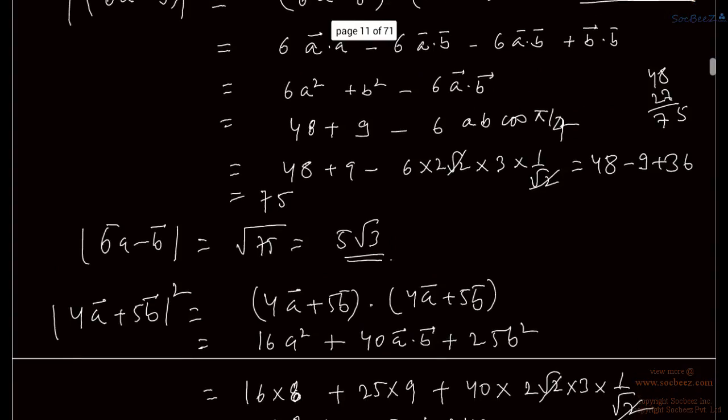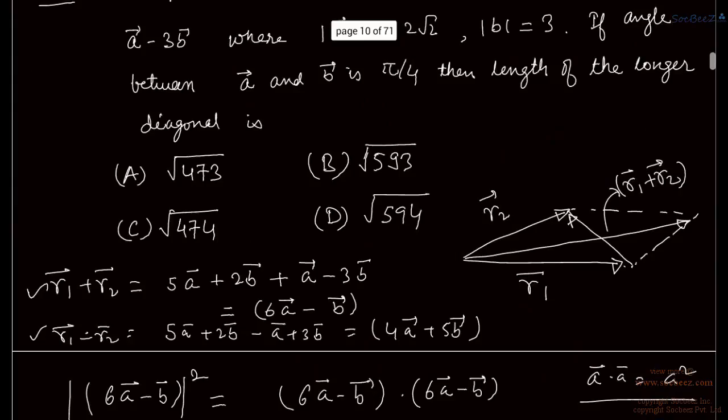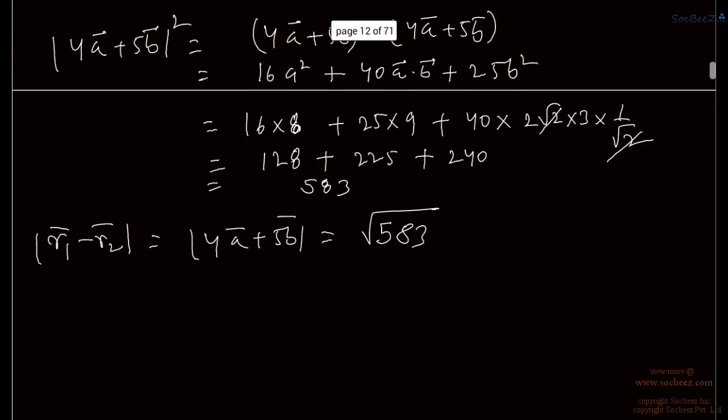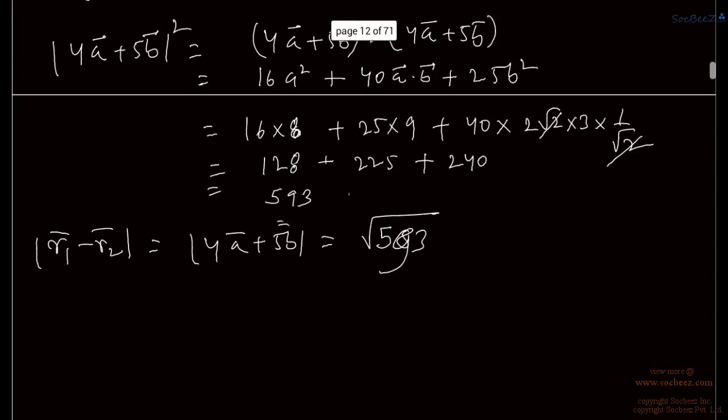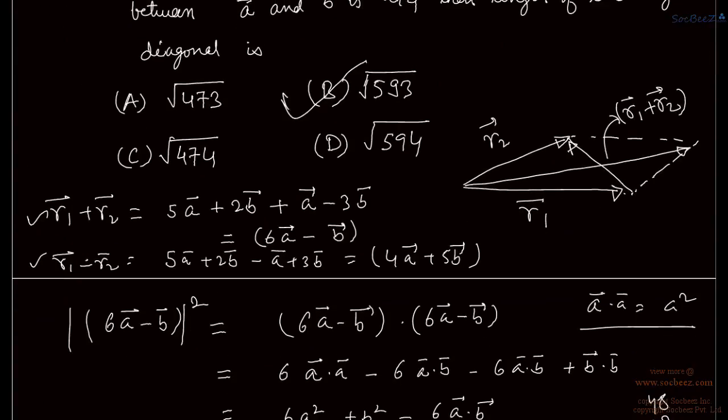So obviously root under 593 is greater than the other diagonal. So we have the longest diagonal as root under 593. Here we have done some mistake. It should actually be, 128 plus 225 plus 240, which gives 593. So the length of the longest diagonal is root 593. Option B is correct, right?